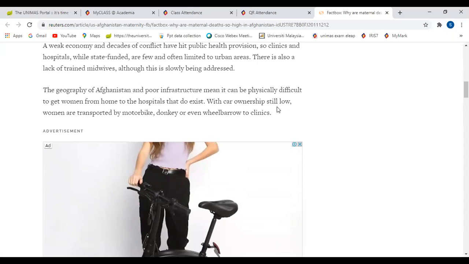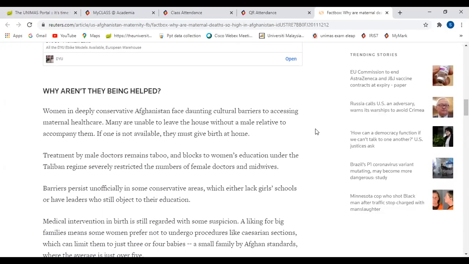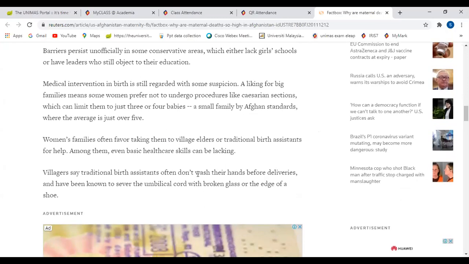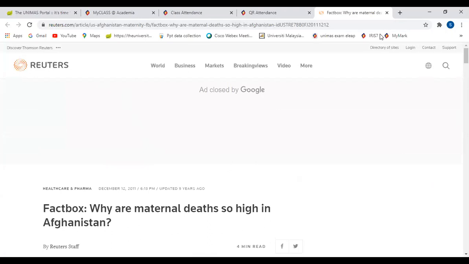Ya, jadi so agak susah lah, ya. Transportation is difficult. With car ownership still very low, women are transported by motorbike, donkey, or even wheelbarrow to clinics. Ya, jadi so those are some of the reasons. Jadi maybe you can show something else later on.